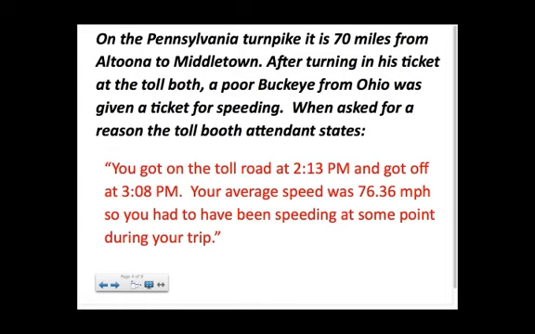We'll assume that the speed limit on the Pennsylvania Turnpike is 70. So he says your average speed was 76.36 miles per hour. That means you had to have been going more than 70 at some point during your trip.